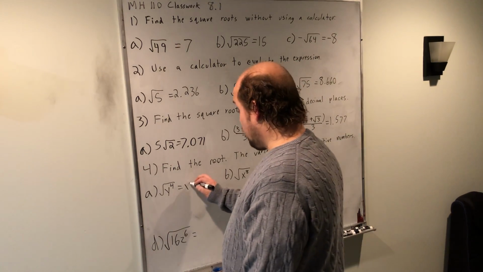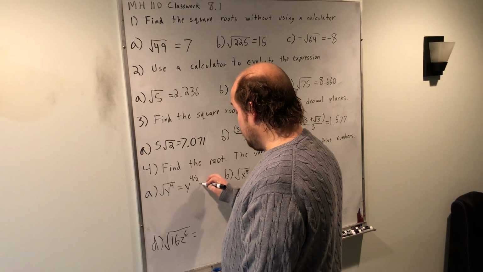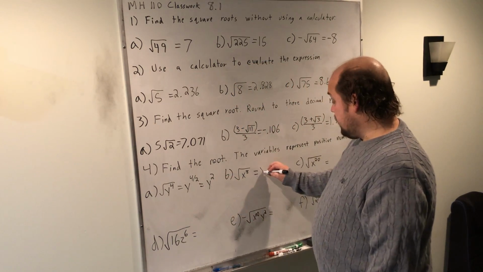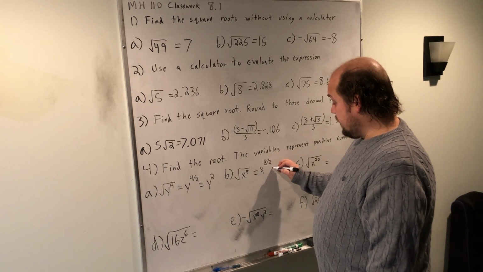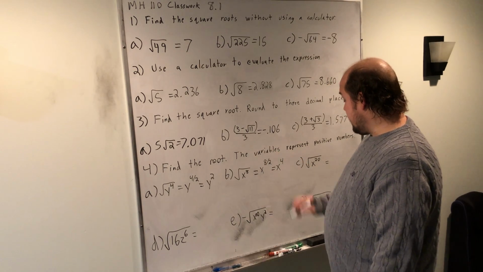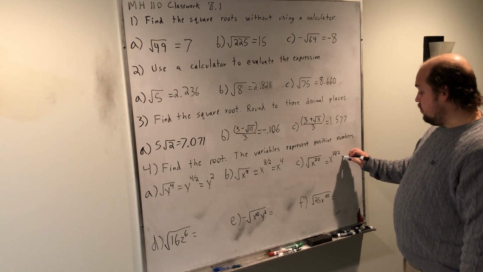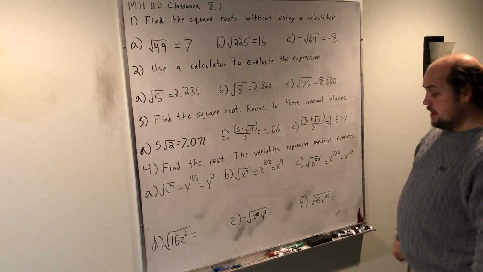So this becomes y to the 4th divided by 2, which is really just y to the 2nd. This becomes x to the 8th divided by 2, which is really just x to the 4th. This becomes x to the 20th divided by 2, which is just x to the 10th.